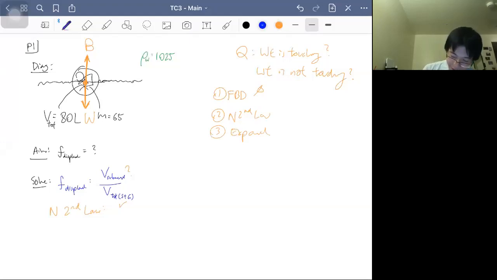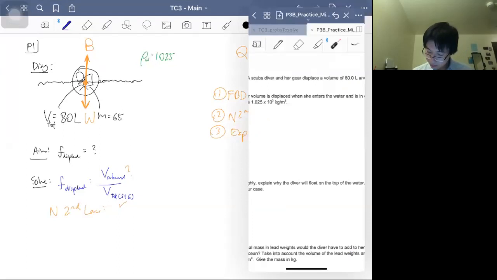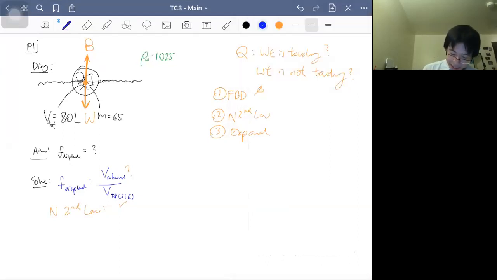Newton's second law tells me that if this is in equilibrium, there was a keyword in the question as well. What fraction of the volume is displaced when it's in equilibrium, right? So equilibrium means that B has to equal W. Okay? So that is my second step done. My last step is to expand out these variables. What is the buoyant force? Well, if you have studied, you will know this is rho V g, right?